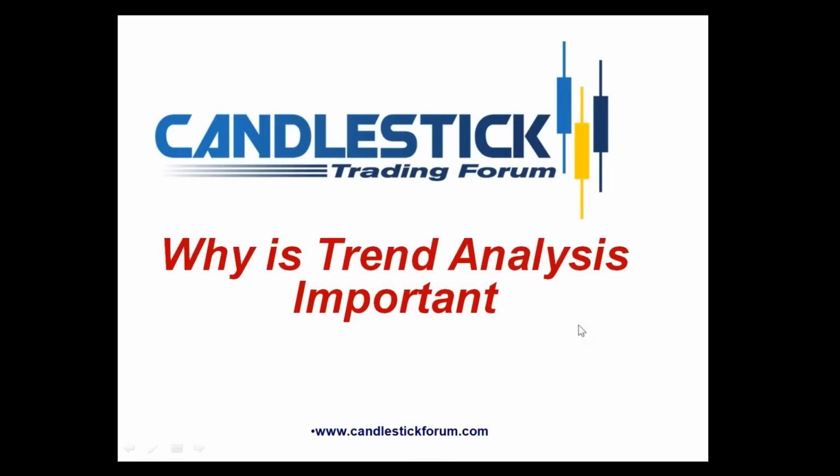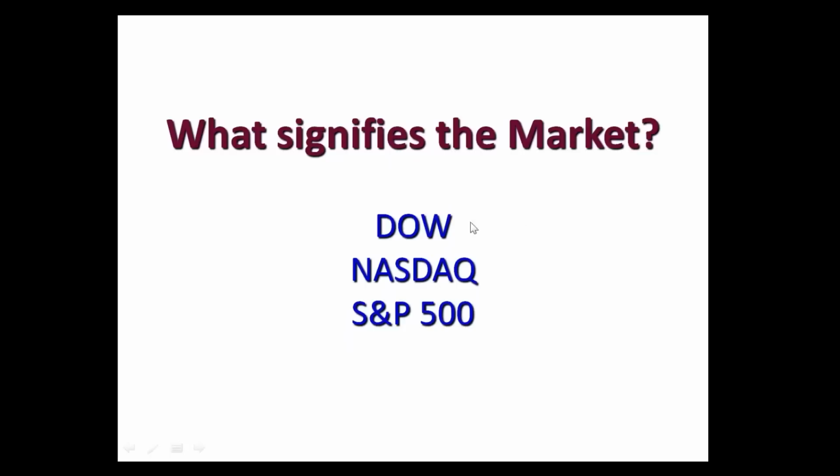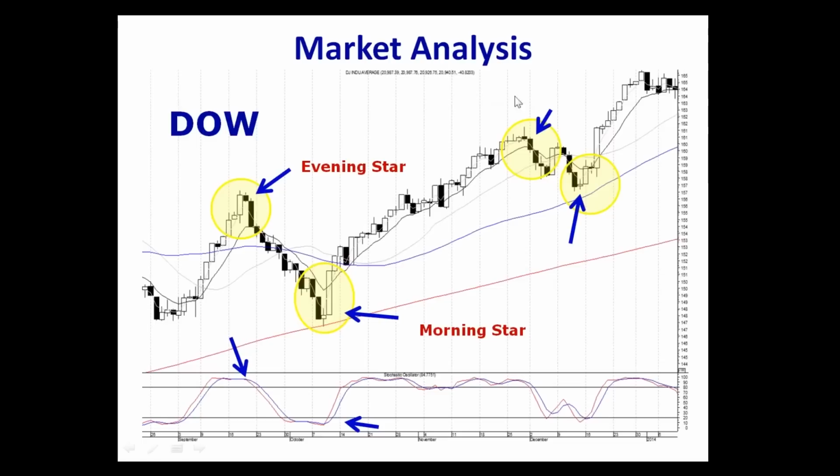So trend analysis, why is trend analysis important? Because you can use the candlestick signals and patterns to easily identify which way the market is going. Now I use the representation of the market being the Dow, the NASDAQ, and the S&P 500. A lot of people ask, well, why do you use the Dow? There's only 30 stocks there. Because the Dow is pretty much representative of what's going on in investor sentiment. So we can use market analysis, the candlestick signals, and very simple confirming indicators to tell us when there's a top.